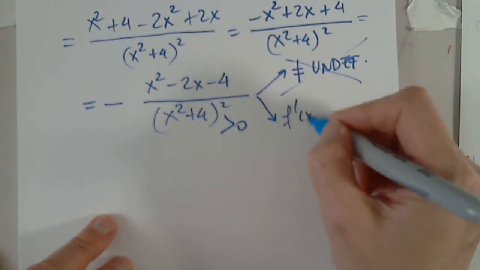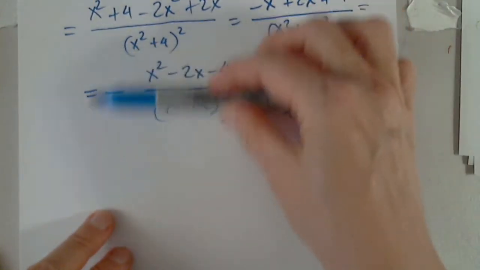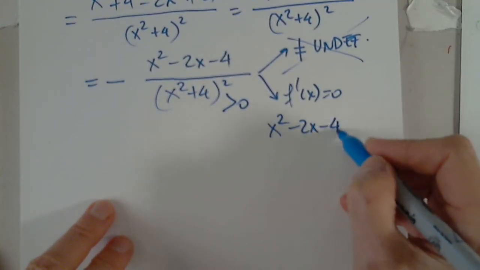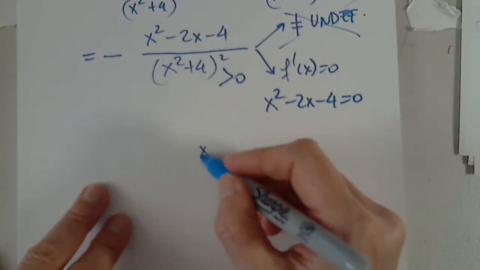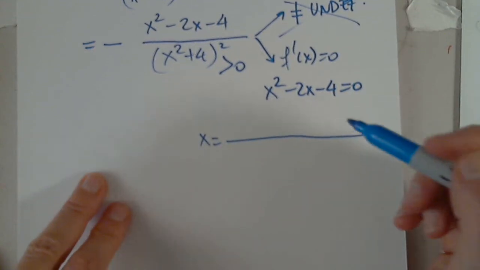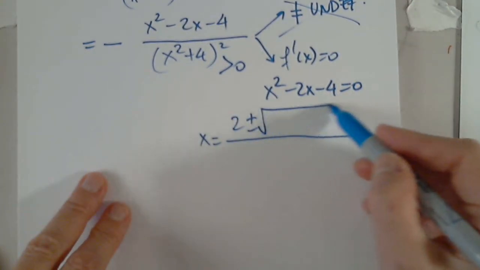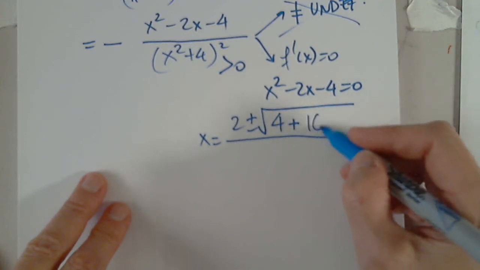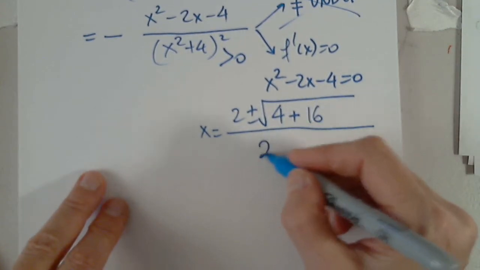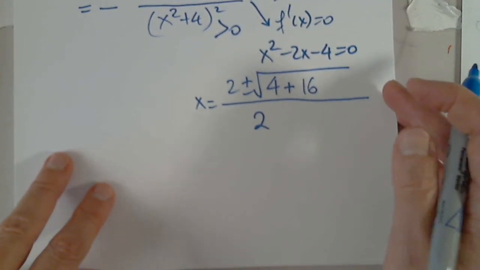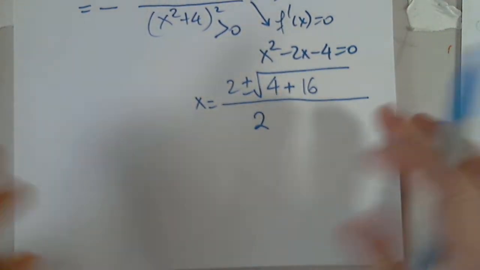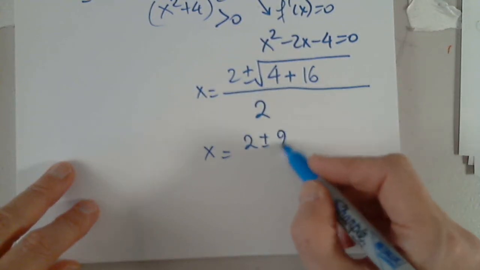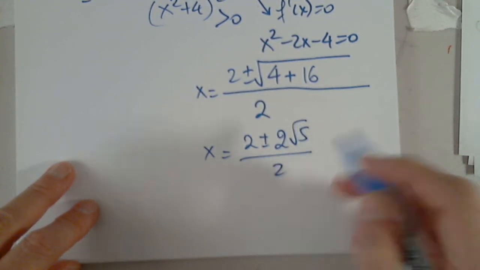But what about f prime of x being 0? I know that a fraction is 0 when the top is 0. So x squared minus 2x minus 4 equals 0. I use the quadratic formula. So 2 plus or minus the square root of 4 minus 4ac, 16, divided by 2 times a. So that's 20. Obviously, I found two solutions.